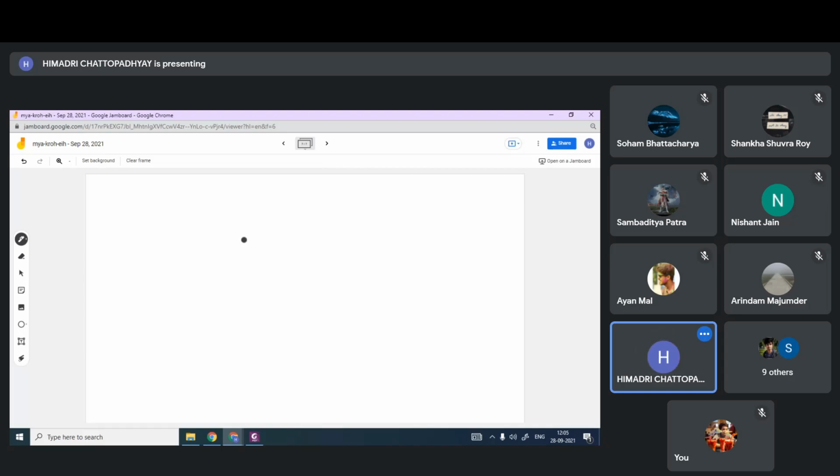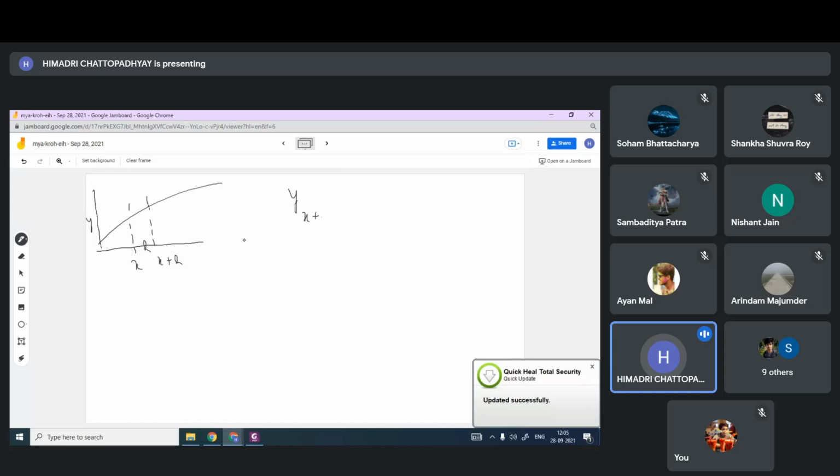Say, you know, Taylor series. This is also, so this is the y at x. So you know that y at x and x plus h, this gap is h. So what is the value of y at x plus h?